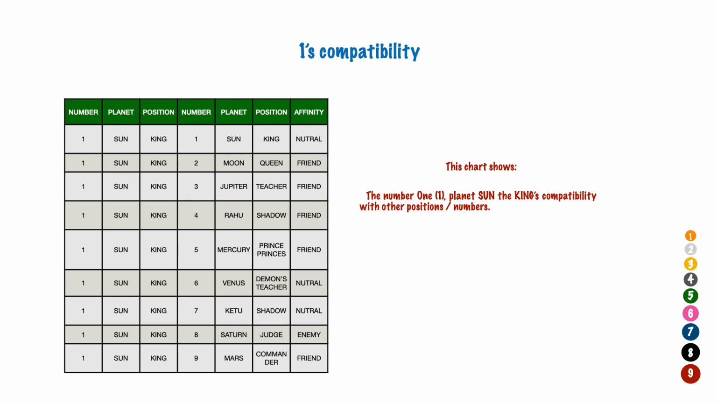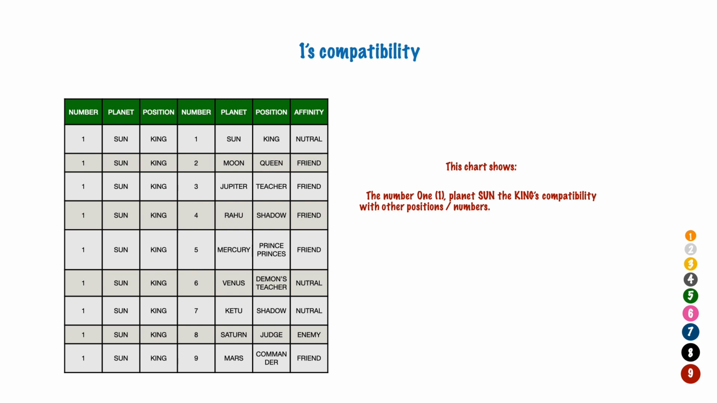Let's look at the detailed comparison chart. Number 1's compatibility. So number 1 is Sun and we know the position is King.